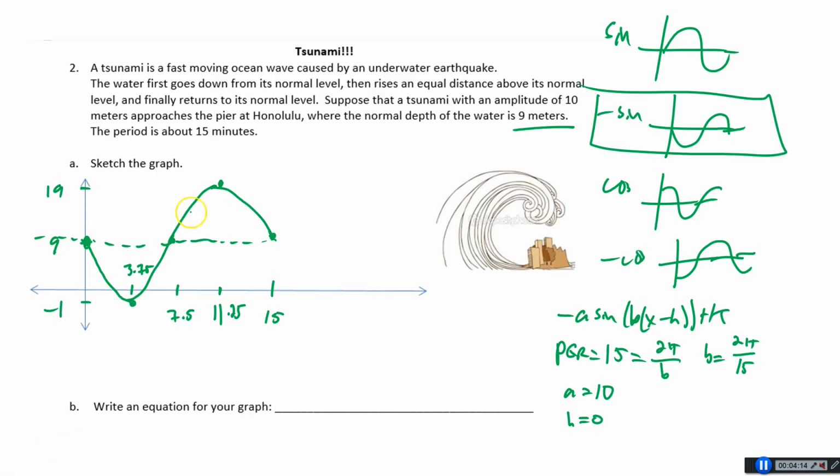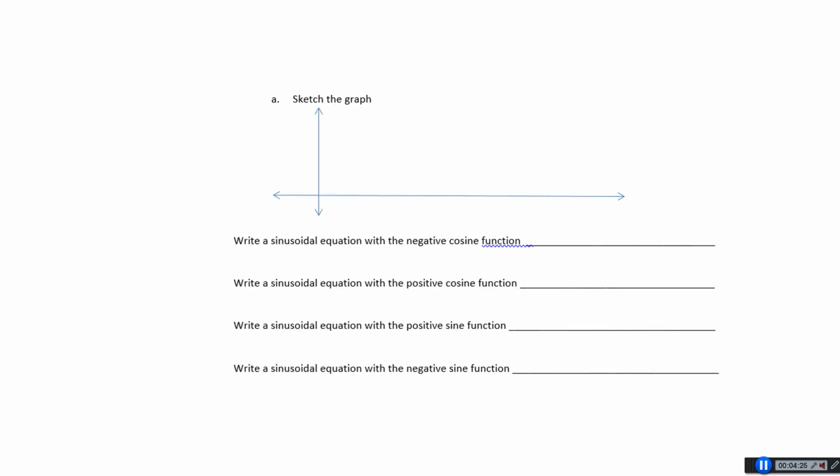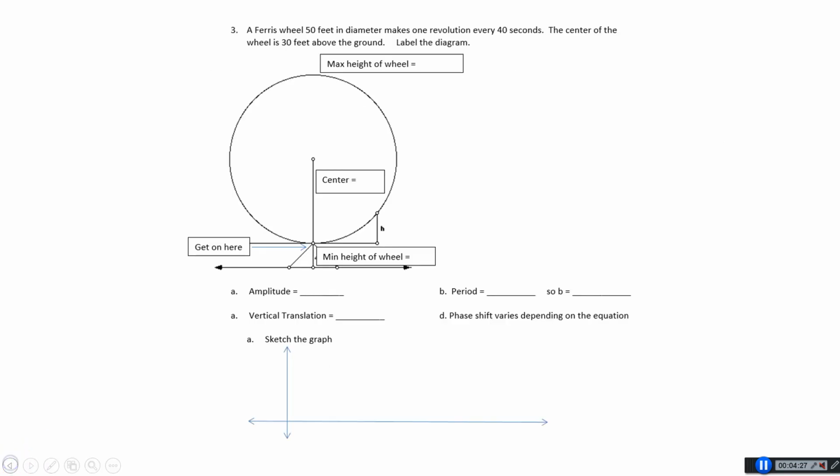Because we're right on where the negative sign would start. And then, let's see, what's the last? K. So k, we are shifted up 9 units. So k is 9. All right.